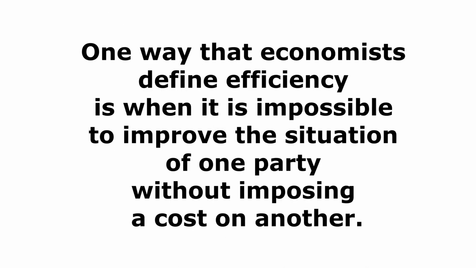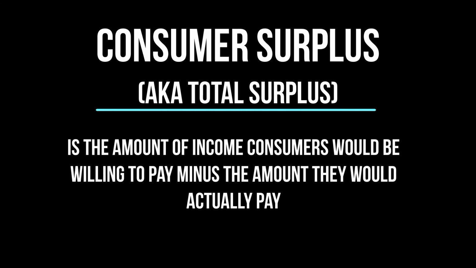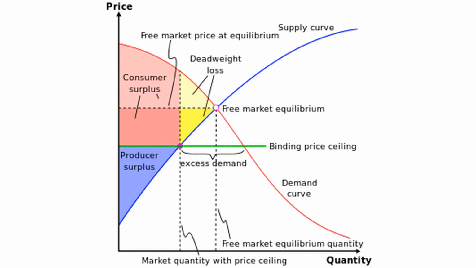One possible way that economists define efficiency is when it's impossible to improve the situation of one party without imposing a cost on another. If a situation is inefficient, it becomes possible to benefit at least one party without imposing costs on another. Consumer surplus is the amount consumers would be willing to pay minus the amount they would actually pay. It is the area above the market price but below the demand curve.